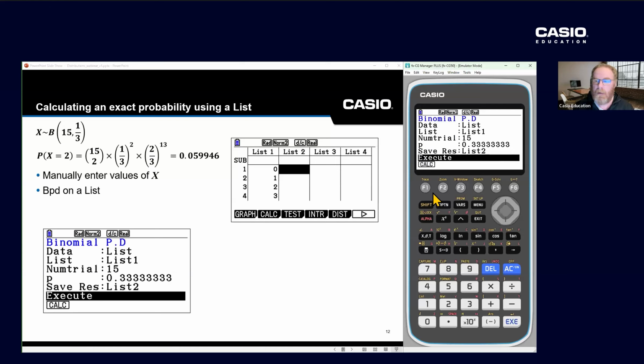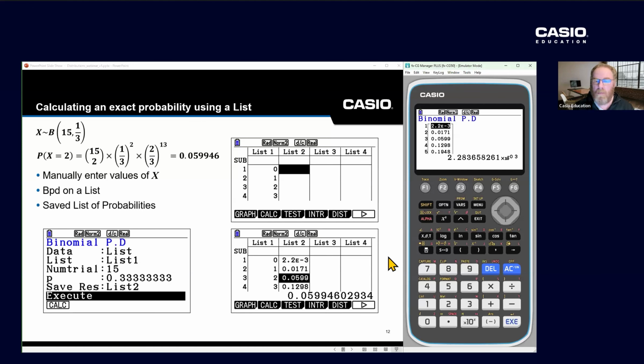Okay, and then when I calculate, I get a list of values. But I can then exit and they have been stored as list 2. And if I scroll down, you can see the probability that x is exactly equal to 2 is given. Okay, so that's another way of approaching the problem.